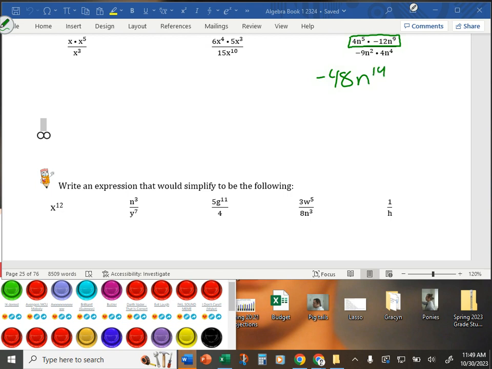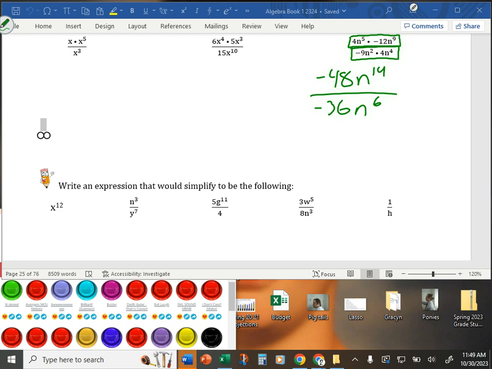Now we're going to look at our denominator, deal with just that by itself. What does that simplify to be? Negative 9n squared times 4n to the 4th. Negative 36 n to the 6th. And now that we've done each of them separately, now we can put them together.